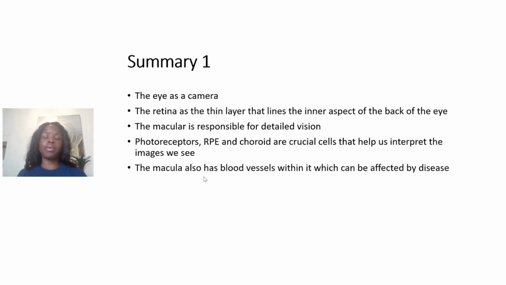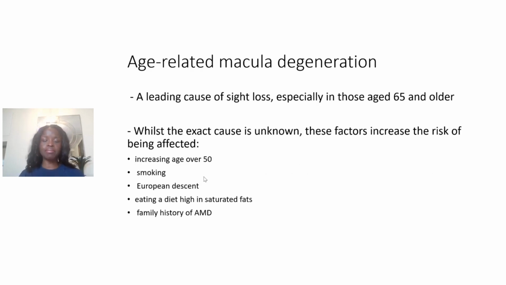So in summary, so far, we've talked about the eye as a camera, the retina as a thin layer that lines the inner aspect of the back of the eye. The macula is responsible for detailed vision. The photoreceptors, RPE, and choroid are special friends that are crucial to help us interpret the images we see, and the macula also has some blood vessels within it that can be affected by disease. So now I'm going to talk about 3 diseases that affect the macula. One that affects the RPE and photoreceptors, another that affects blood vessels within the retina, and another that affects the structure of the macula.